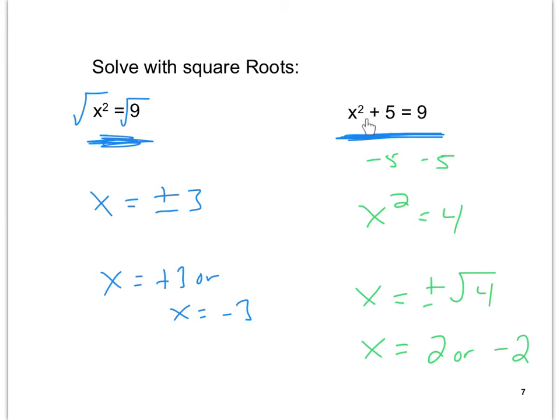We got x squared plus 5 is 9. I subtracted 5 from both sides, so I get x squared is equal to 4. Therefore, I take the square root of both sides. The square root of x squared is x. And the square root of 4 is plus or minus the square root of 4. Well, the square root of 4, of course, is 2. So x equals 2 or negative 2.